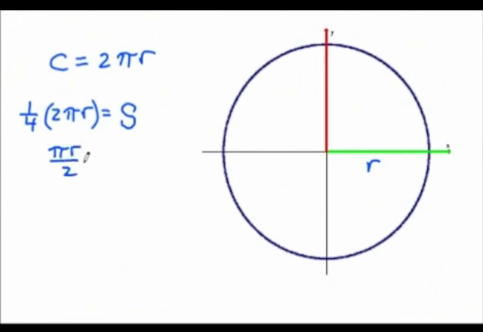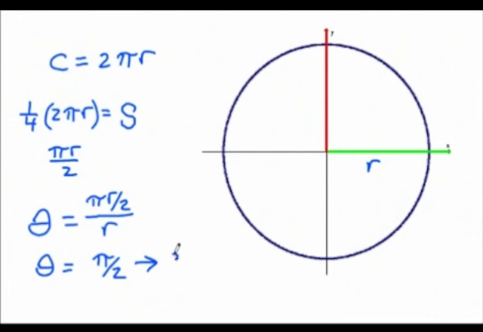Alright, so if we go back to our other formula, we're going to have theta is equal to S, which is pi r over 2, divided by the radius of the circle, r. And if we simplify that, we're going to end up with theta is equal to pi over 2. So pi over 2 is the same thing as 90 degrees. If we double this, we're going to get pi is the same thing as 180 degrees. And if we double it again, we're going to get 2 pi is the same thing as 360 degrees.